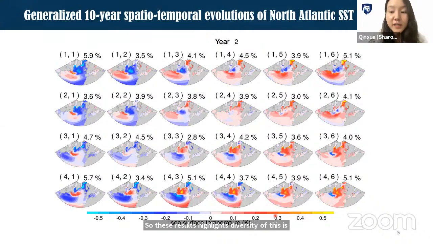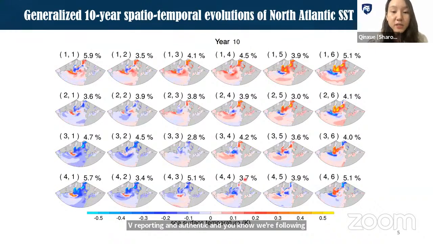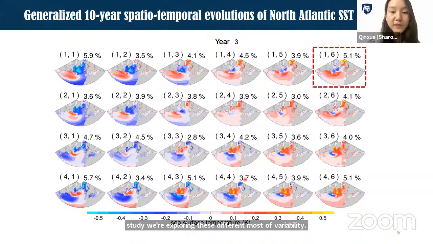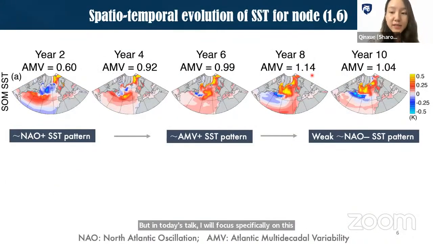In our follow-on study, we are exploring these different modes of variability. But in today's talk, I will focus specifically on this one node, 1.6. This node characterizes a 10-year evolution from a positive North Atlantic Oscillation, or NAO-like, SST pattern to a positive AMV-like, or Atlantic multidecadal variability-like, SST pattern, to a weak negative NAO-like SST pattern over 10 years, as you can see in years 2, 4, 6, 8, and 10 here.